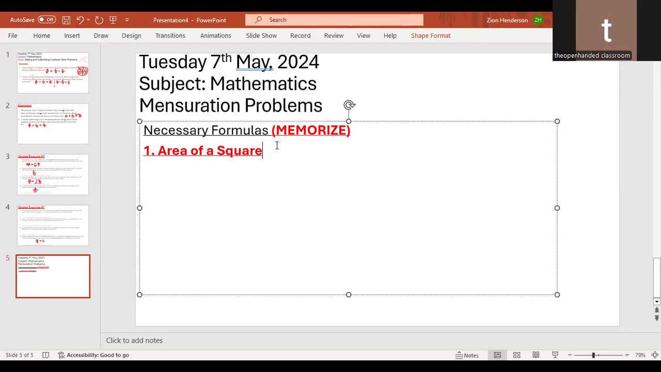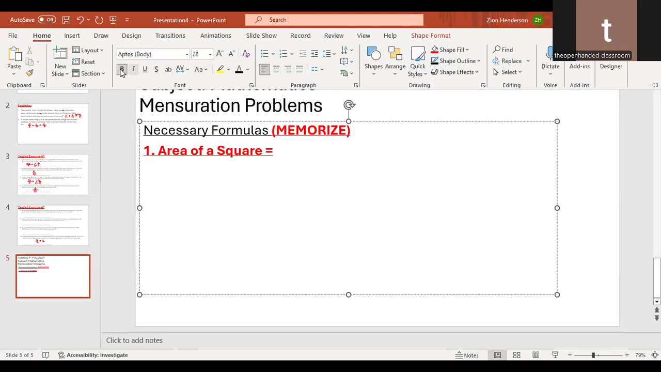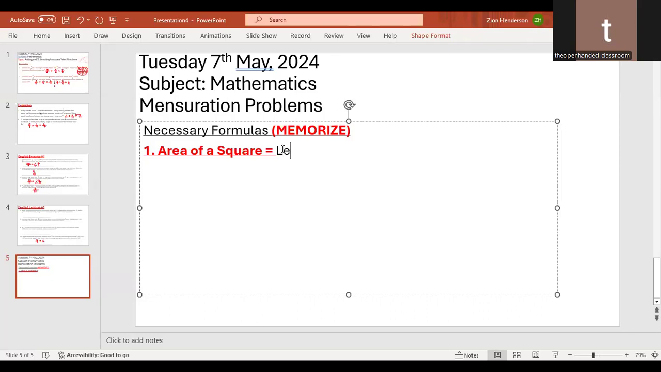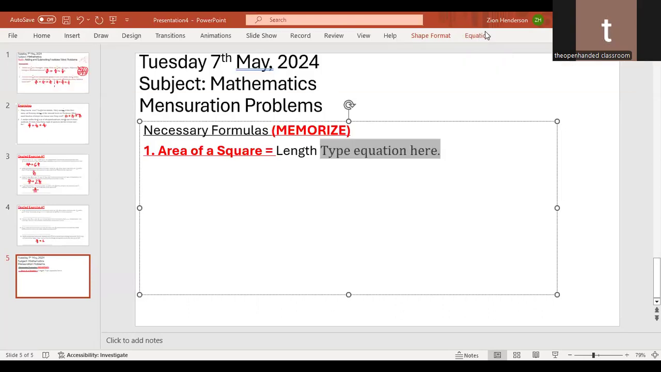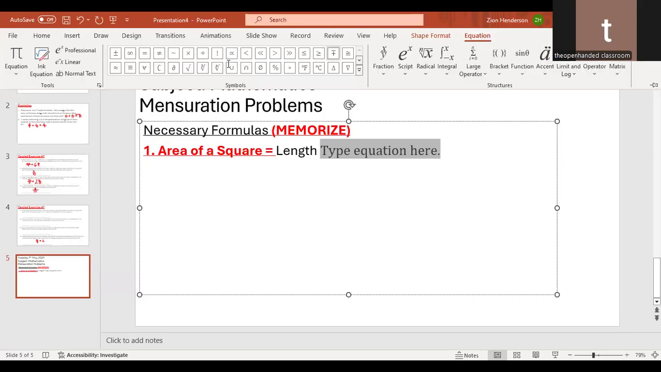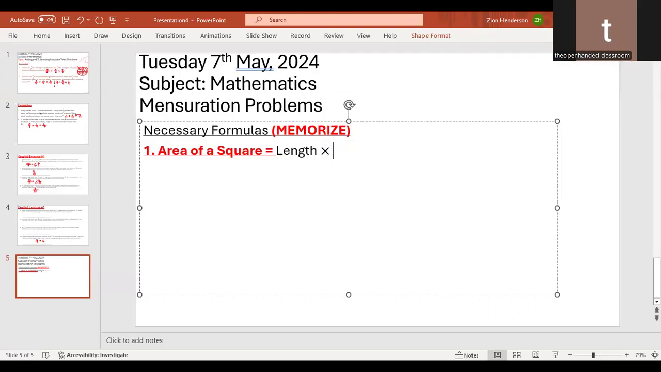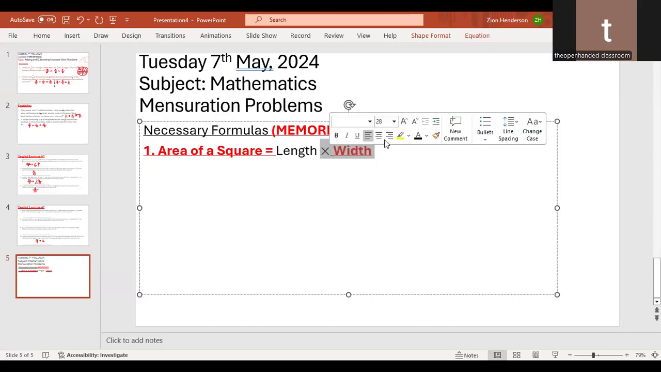So the area of a square is equal to length multiplied by width. That's how we get the area of a square. We have to take the length of an object and multiply it by its width in order to get the area of the square. Write this down for me. Again, write this down: the area of a square is length times width.